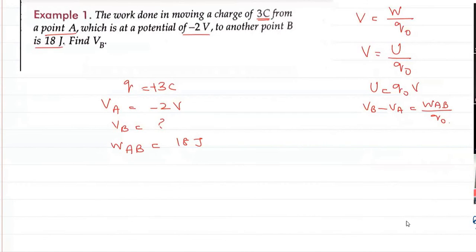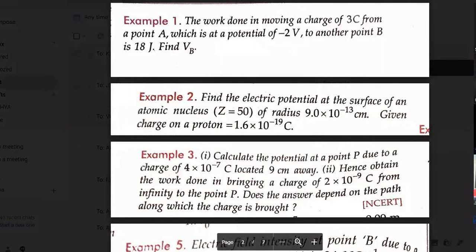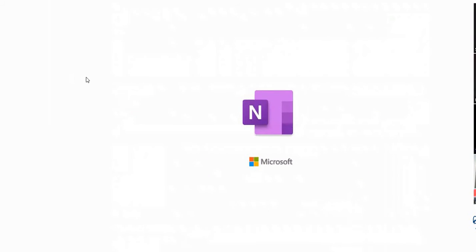So how do we calculate? Apply the same formula. So what is it? VA, the final potential minus initial potential, or what you can do? Work done in bringing this charge Q is nothing but VB minus VA, final potential minus initial potential. Yes or no? Let me close it and open again. If it is not clear, let me know.